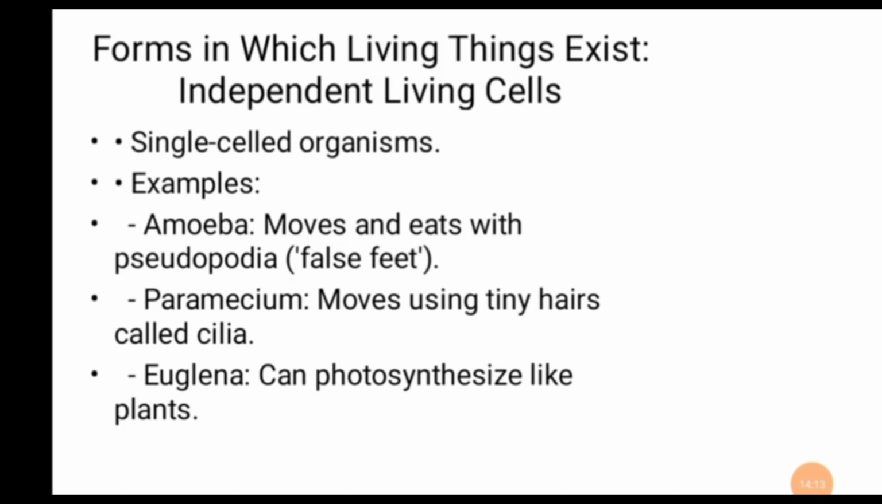Okay, so moving forward, we have forms in which living things exist. We have independent living cells. These independent living cells are also called single-celled organisms, or unicellular organisms. For those of us in Nigeria, you would mostly see in so many textbooks where they write unicellular organisms. Now, uni is a prefix, and uni simply means one or single. So you can say unicellular organisms, or single-celled organisms, or independent living cells. They are all the same thing.